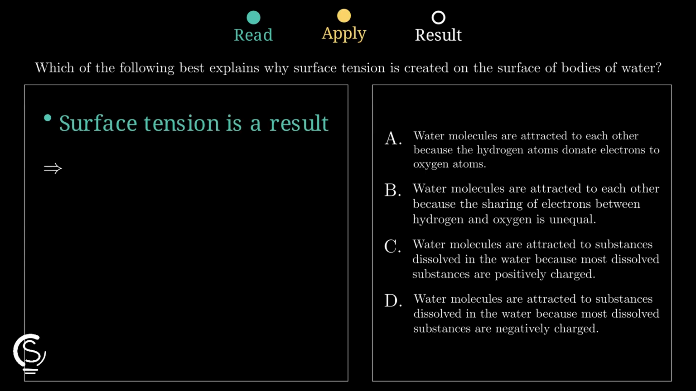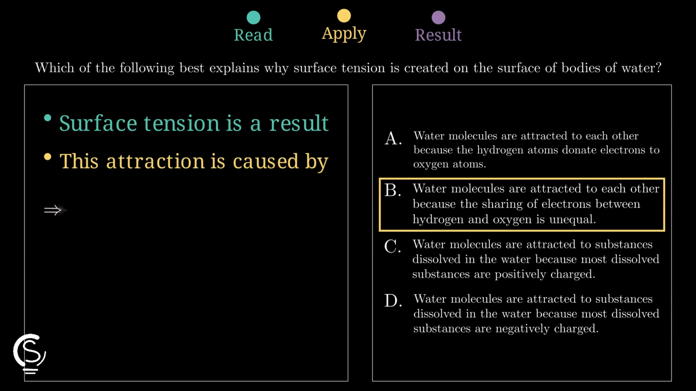Water molecules attract because the electrons between hydrogen and oxygen are shared unequally, giving water partial charges that pull neighboring molecules together. That unequal sharing makes water polar, and polarity explains the intermolecular attraction causing surface tension, so the best answer here is option B.